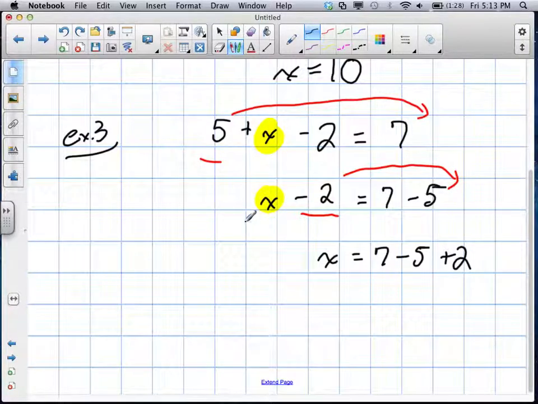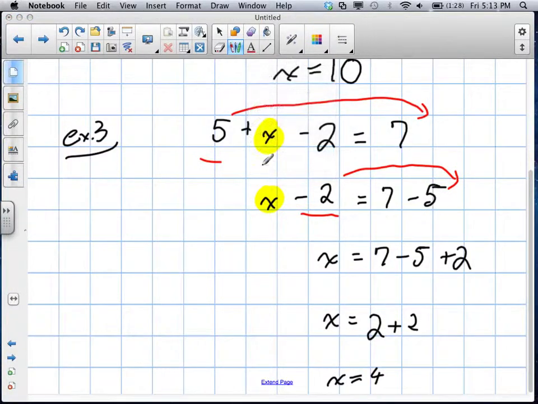You do all that, no? Oh, so 7 minus 5 is 2, plus 2 is 4. Good. X equals 4. And I can check that by plugging this in. 5 plus 4 would be 9. 9 minus 2 is 7. Yeah, it works.